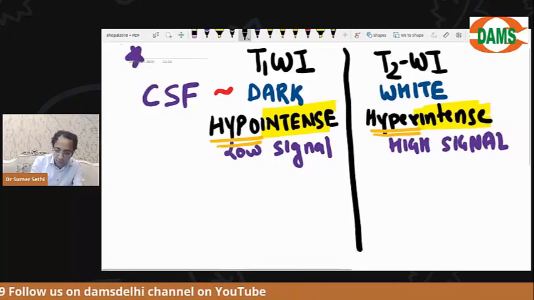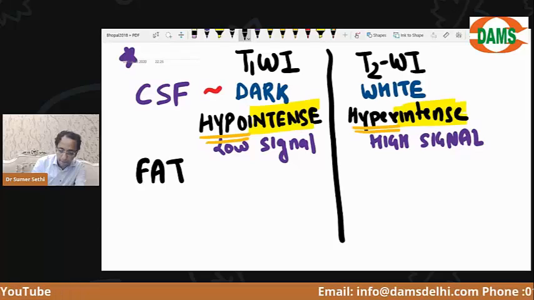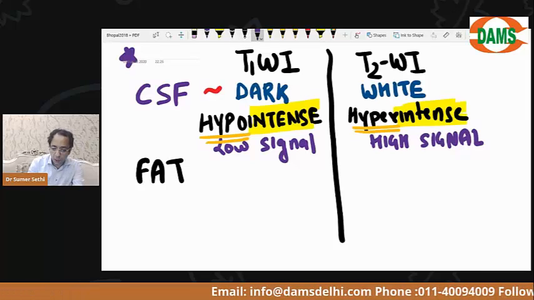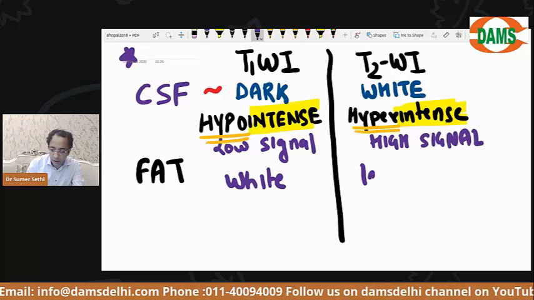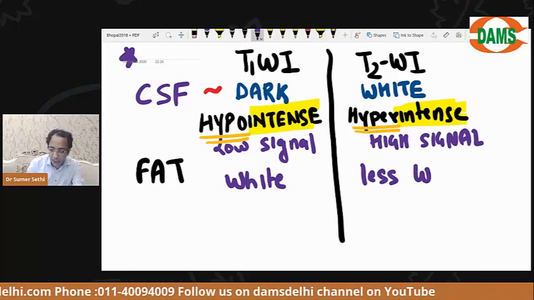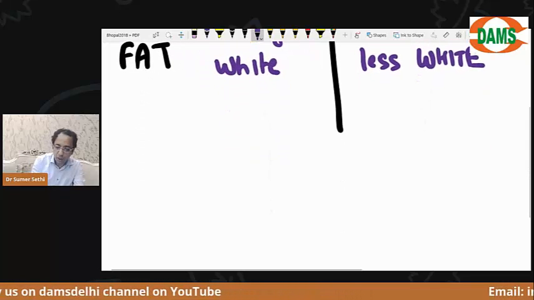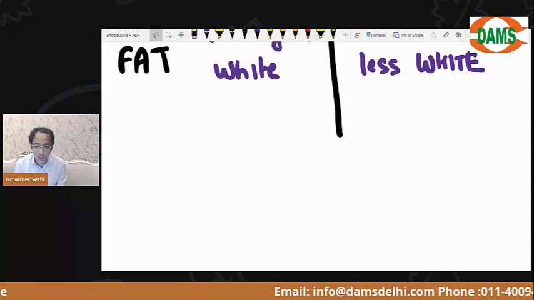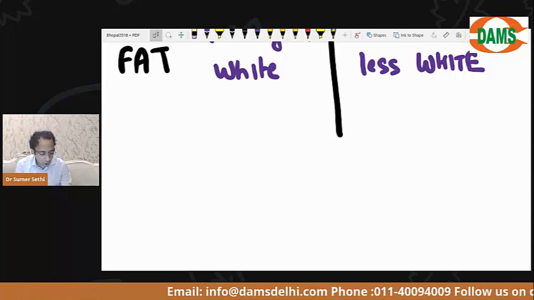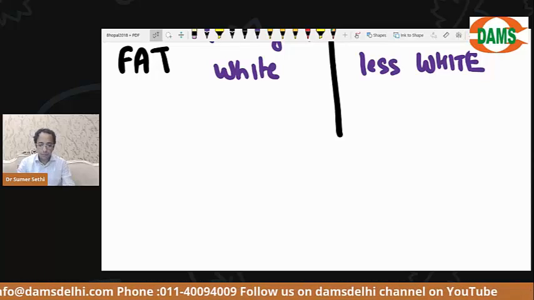So whenever we describe anything dark in MRI, I can use hypo intense or I can use the words low signal. Everybody understands? So what is the MRI appearance of fat? Fat on MRI is white on T1 and slightly less white on T2. Fat on MRI is white on T1 weighted image, less white on T2 weighted image. It is never dark.